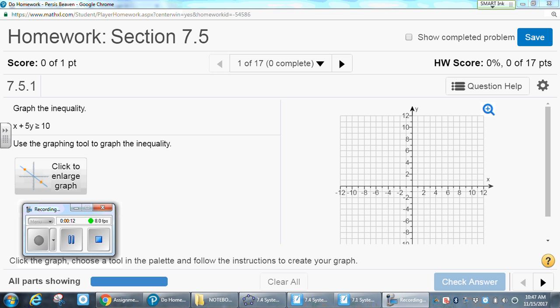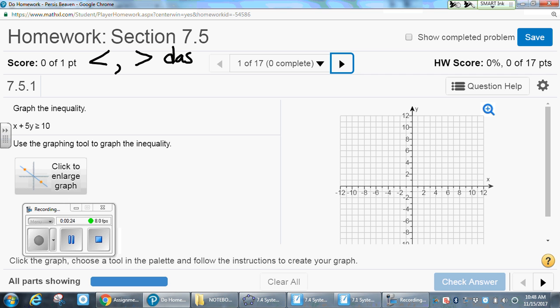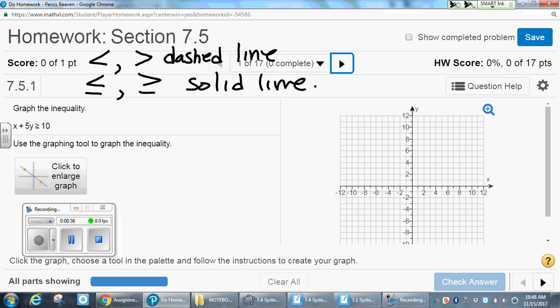Some things to know right away is that anytime you see the symbol less than or greater than, you will trace a dash line or dotted line. Whenever you have the equal part there, you will be tracing a solid line. Also, if you are talking about less than, whether it's less than or less than or equal, you will color below. And if you are talking about greater than or greater than or equal, you will color above. Are we clear on that?